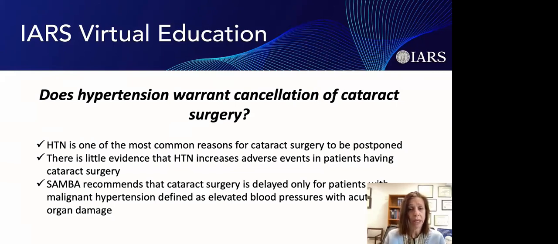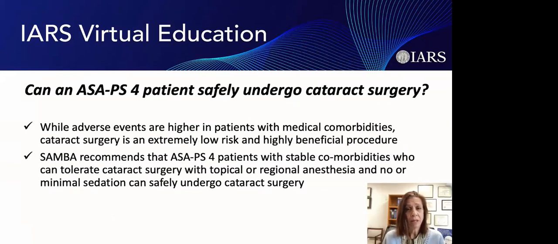What about a very significantly advanced patient with advanced comorbidity, such as an ASA 4 patient? Again, we believe that patients are at higher risk the higher their ASA physical status scores are, and the more comorbid conditions they have. However, because the risk of cataract surgery is so exceedingly low, this elevation of risk is still very, very low. And SAMBA recommends that ASA 4 patients with stable comorbidities who can tolerate cataract surgery with topical to regional anesthesia and no or minimal sedation can safely undergo cataract surgery.